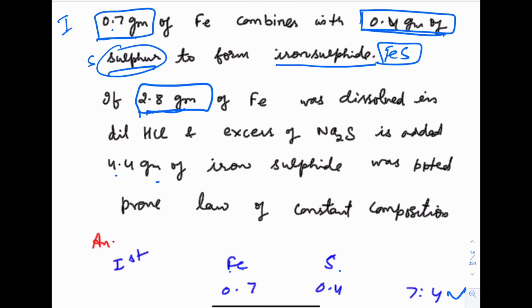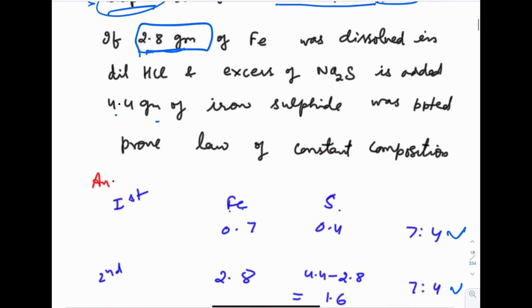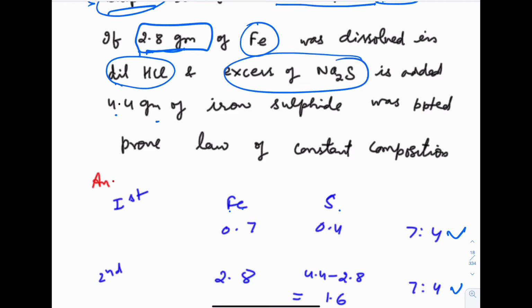Now, in the second experiment, we have taken 2.8 gram of iron. It was dissolved in HCl to give ferrous chloride. Then excess of sodium sulfide was added and ultimately iron sulfide is formed. And how much iron sulfide was formed? 4.4 gram iron sulfide. This is the mass of iron, this is the mass of iron sulfide, and the difference of these two will be the mass of sulfur which combined with this iron.